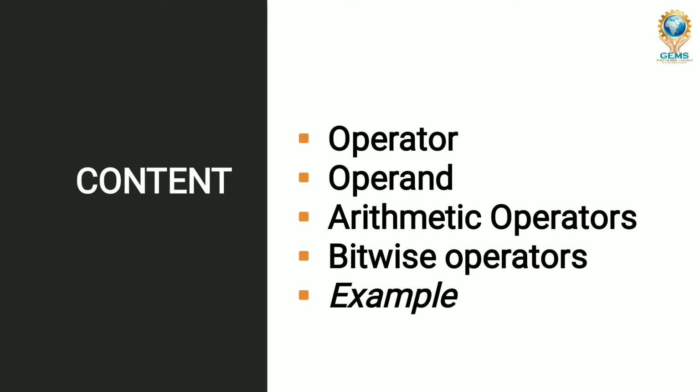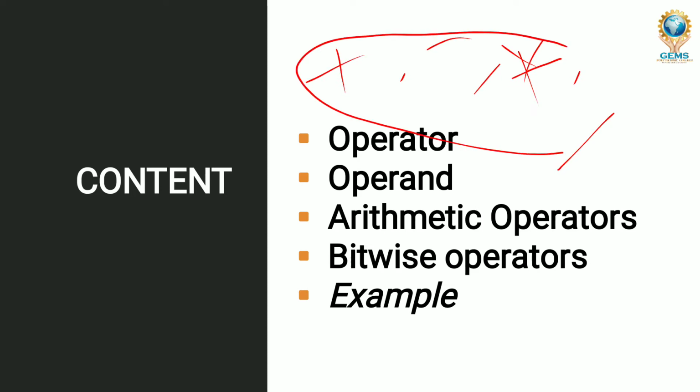What is an operator? Any symbol. Plus is an operator. Minus is an operator. Asterisk is an operator. Slash is an operator. Plus, minus, asterisk and slash. These are the operators. Why are you using these operators? To perform some actions on arguments.